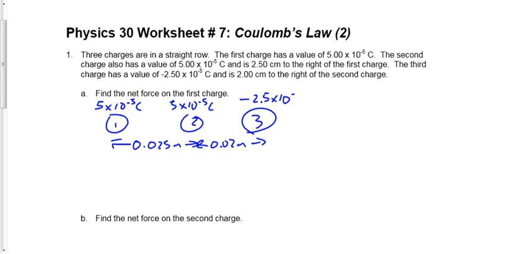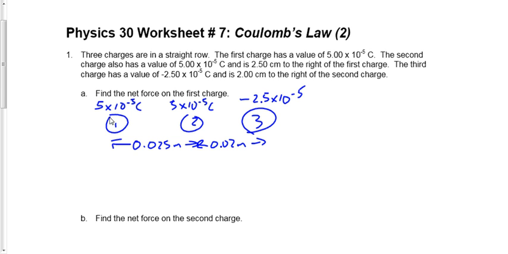There we go. There's my, call this a situational diagram, when we're just drawing a diagram that describes kind of what's going on, but specifically showing the forces is a free body diagram. So let's show those now. The forces on the first charge.